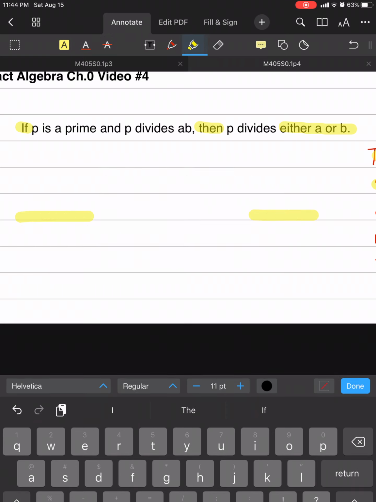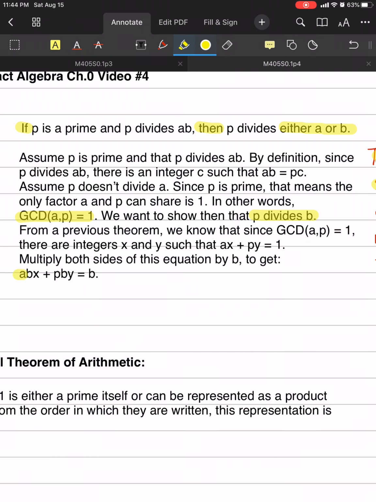And I'll give you a hint. You'll notice we've got both sides of this are the same, so B equals this, ABX plus PBY. Okay, so go ahead and pause this, and we will come back in a second.